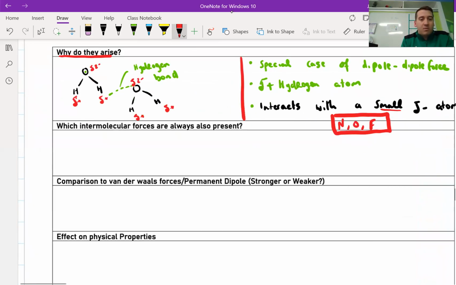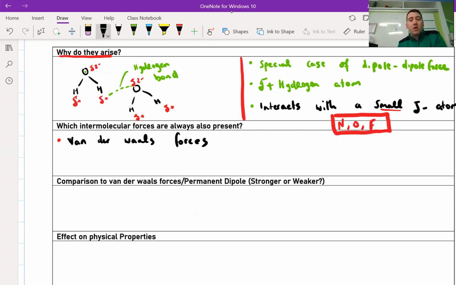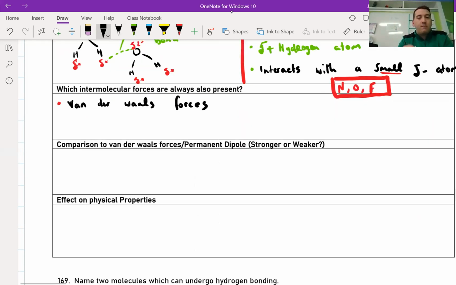Next one. What intermolecular forces are also always present? Pause the video, write that down. Definitely van der Waals forces. Every molecule with electrons moving inside is going to have van der Waals forces. They're always present. I wouldn't say they've also got dipole-dipole forces, because this is their dipole-dipole force. It's just a bit stronger than a standard one.